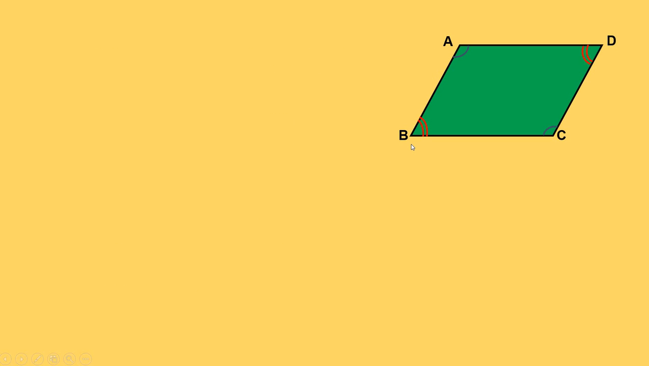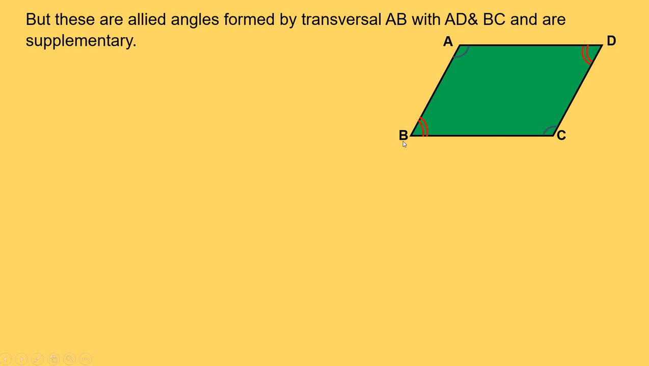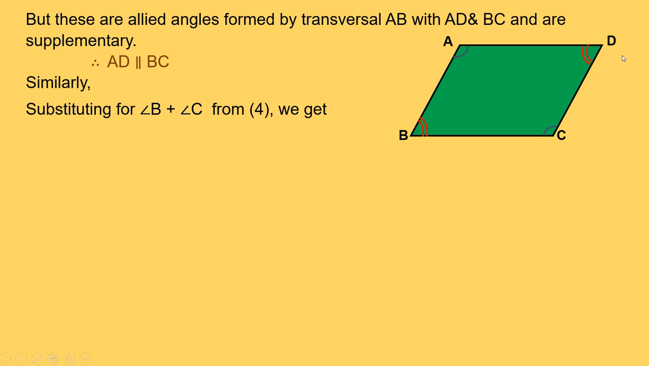But angle A and angle B are allied angles formed by transversal AB with AD and BC and are supplementary. Therefore, AD is parallel to BC. Similarly, substituting from equation 4, we get twice angle A plus angle D is equal to 360 degrees. That is replacing B by D and replacing C by A. So we get A, D and again A and D. So we get 2 times angle A plus angle D, which will be equal to 360 degrees.